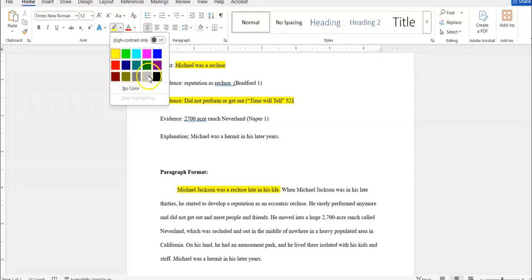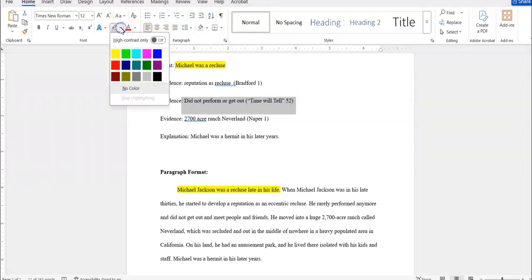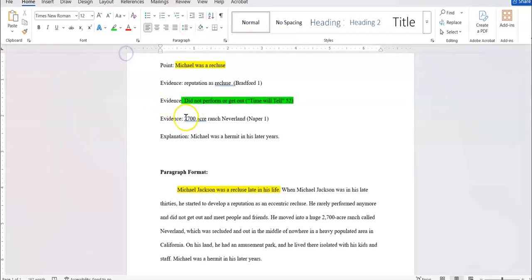Let's do a different color with that. So, oh, well, I did that wrong. Let's try that again. There we go. Let's see if it'll take me all the way back. Yes. Now, if I do this evidence piece, here's my first evidence piece. Sorry about that, y'all. Here's my second evidence piece.